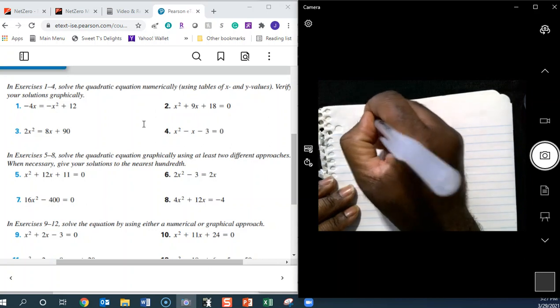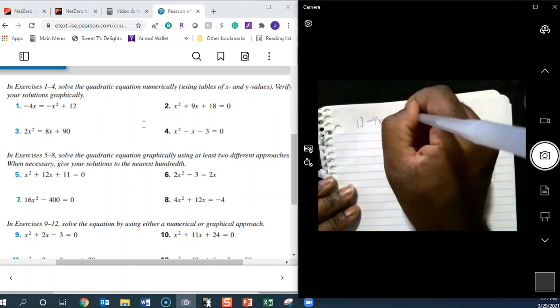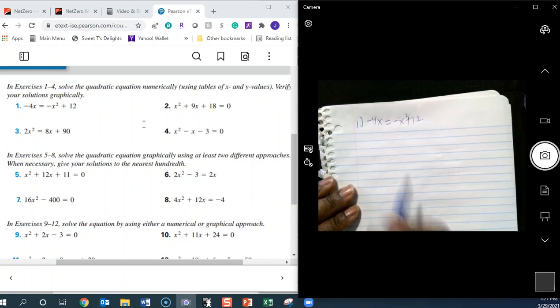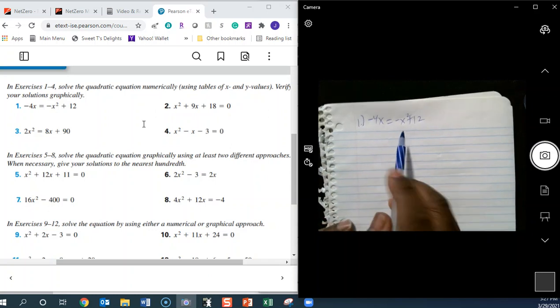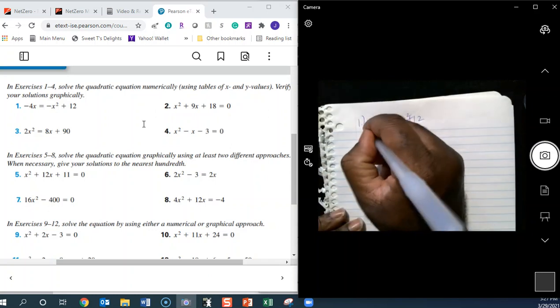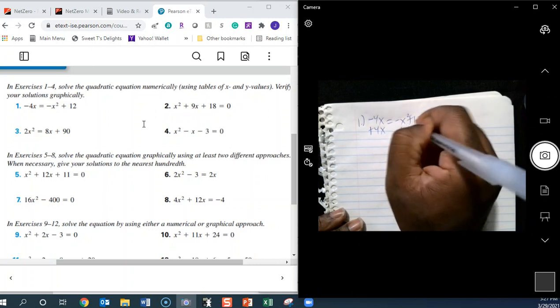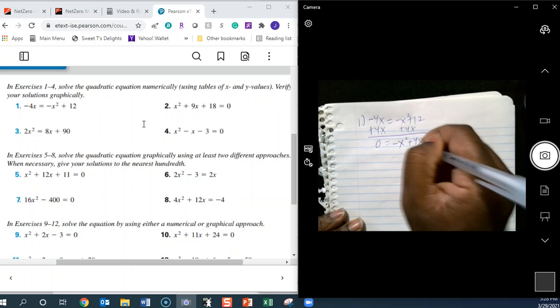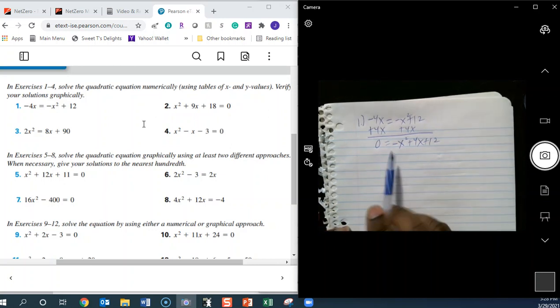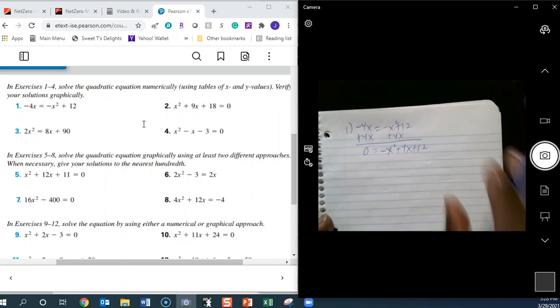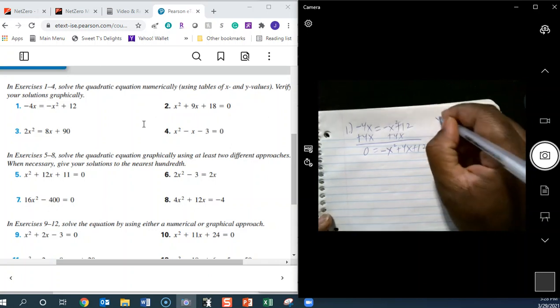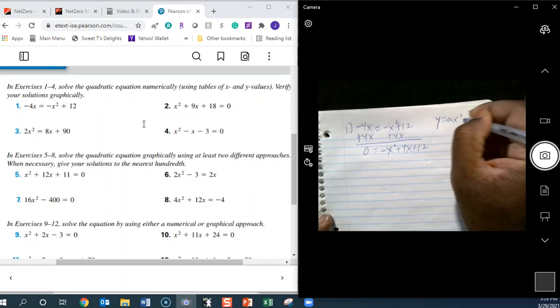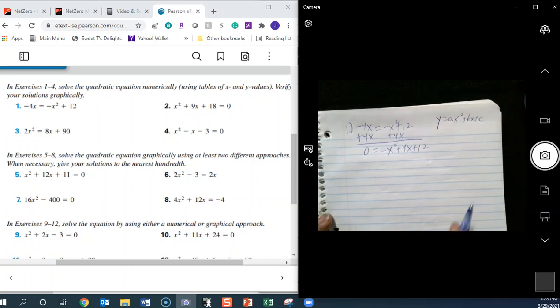We have our equation, negative 4x is equal to negative x squared plus 12. The first thing we should do with this equation is set it equal to 0. We could do that by adding 4x on both sides. So we have 0 is equal to negative x squared plus 4x plus 12. Now what we have effectively done, we've set this up in the quadratic equation form. Remember we had y equals ax squared plus bx plus c.